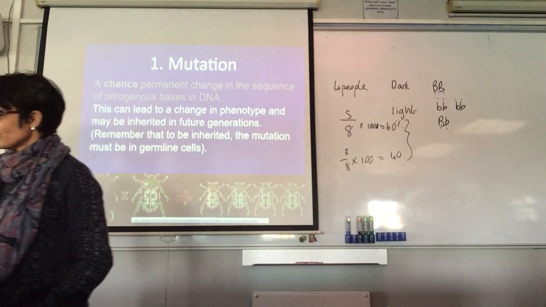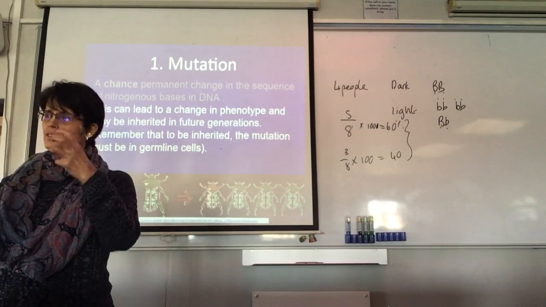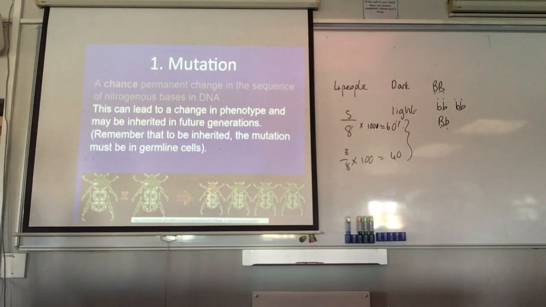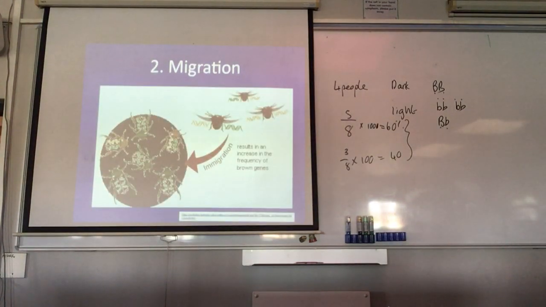This becomes a bit tricky to think of an example. It's got to be in the egg or the sperm, because then it gets passed on to offspring. If I was going to give an example, I would probably shoot myself in the foot. Okay, so if brown beetles migrate, that could change the gene frequency.